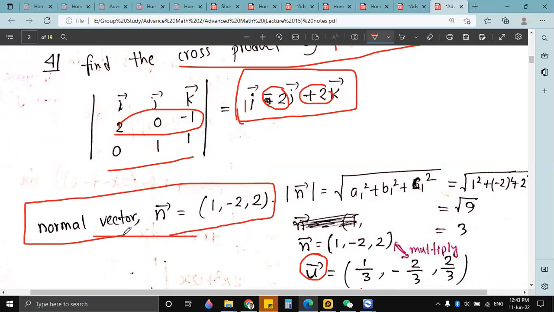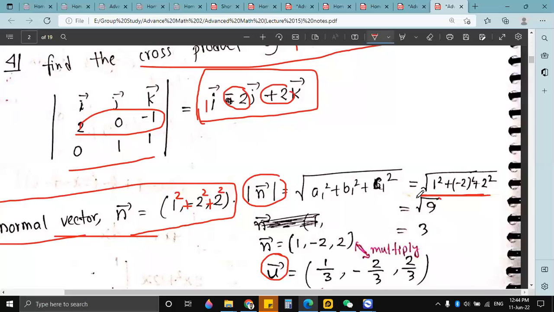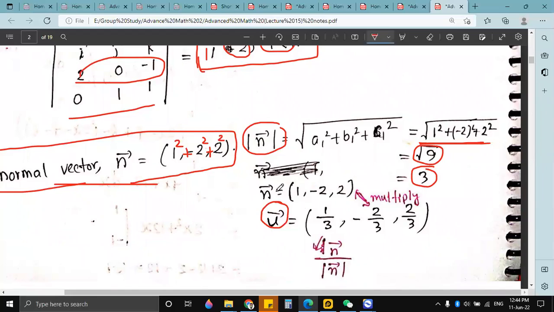Okay, and then we have to find the value of the norm vector. This is simple: you just need to square them and add them. So you get 1 squared plus minus 2 squared plus 2 squared. So it will be root over 9, that means 3. And then our unit vector will be the norm vector divided by the value of that norm vector. So the value of that norm vector is 3, right? And our norm vector is here.